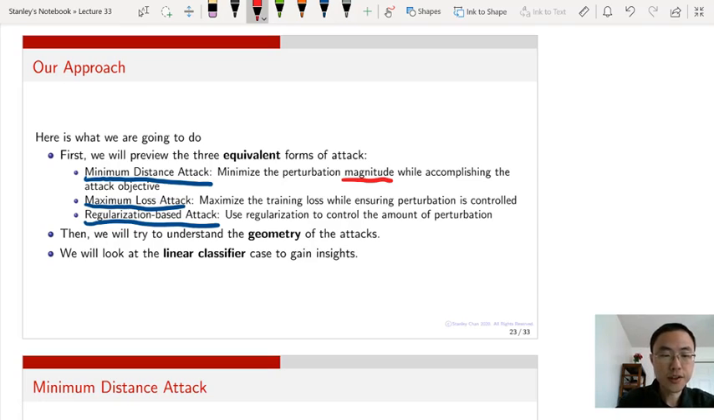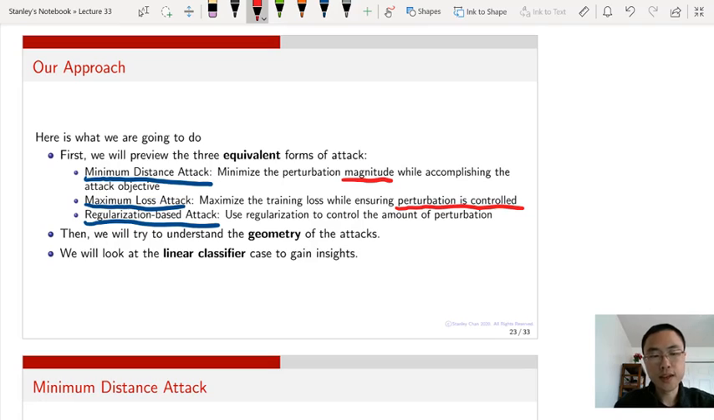The second type of attack is called the maximum loss attack. The loss attack says that I want to make sure that my perturbation is controlled, or in other words, I want to make sure that the distance is controlled. However, I want to maximize my training loss. Now, why do I want to maximize the training loss? Because the way to train well is to minimize the training loss. Now, if you want to make the classifier fail, of course, you want to maximize the training loss. So you want to maximize the loss while ensuring the perturbation is controlled. That is called max loss attack.